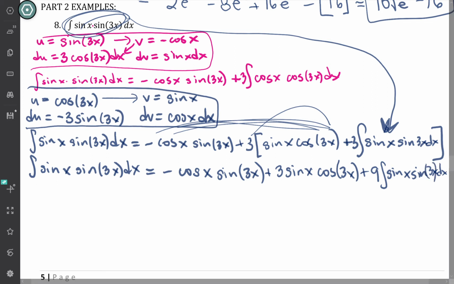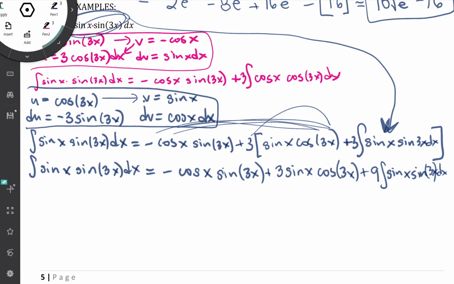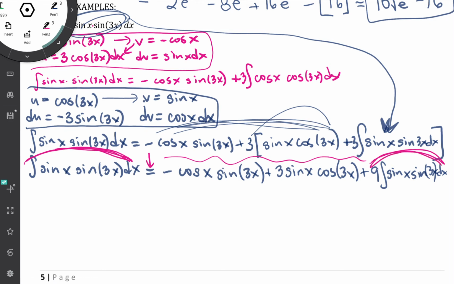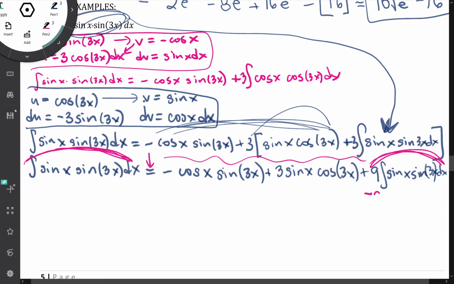So here's what I want you to really pay attention to. We have written an equation, right? There's an equal sign in the middle, and we're interested in finding this integral. And what we've just found out is this integral is equal to stuff plus 9 times itself. This is an equation, we've done it before, this is an equation that we can solve for the integral we're interested in. So we're going to take advantage of the equal sign, and we're going to subtract this mess from both sides.